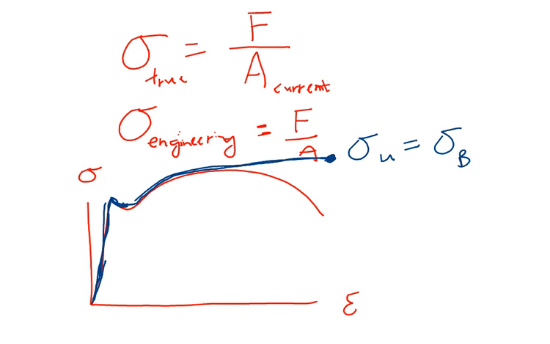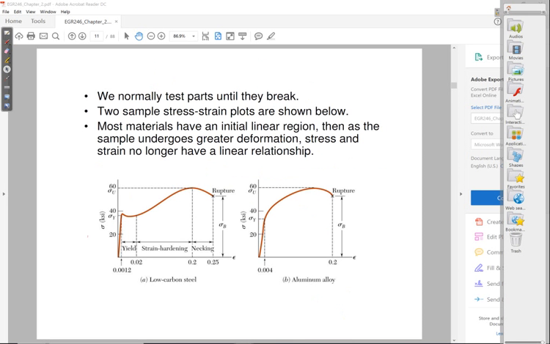For us, sigma ultimate is before sigma break. Okay? So that's why we get this peak in our curve, and then it dips down to the breaking point. It's because we use the original area instead of the current area. Okay. All right. So that's the explanation for that. All right. For those of you that were wondering why that would even happen.